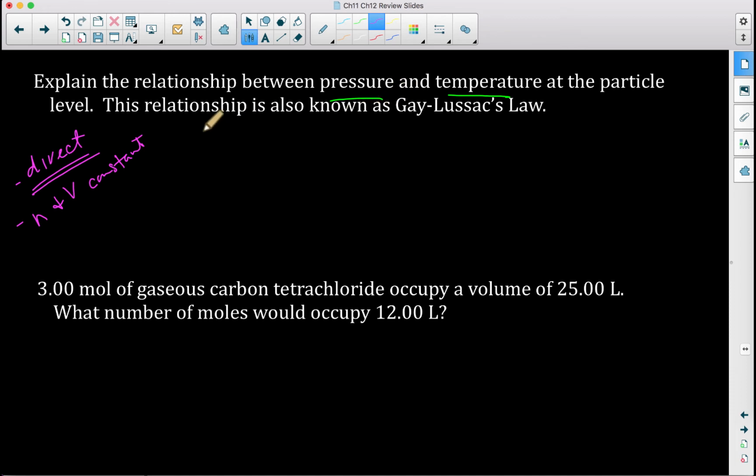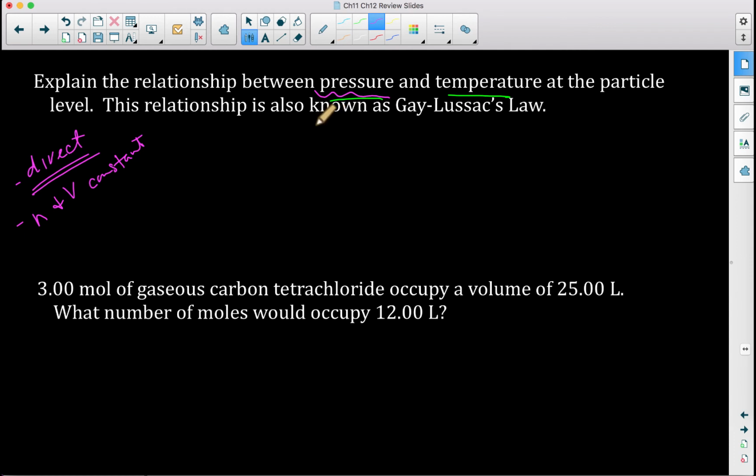What could we start by saying? We could say pressure and temperature are directly proportional. As one goes up, the other goes up, or as one goes down, the other goes down. Next, what could we say? We could say what pressure is. Pressure is the result of collisions with the walls of the vessel, particles colliding with the walls of the vessel.